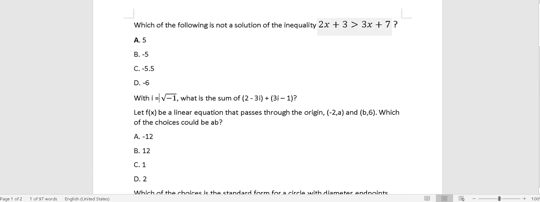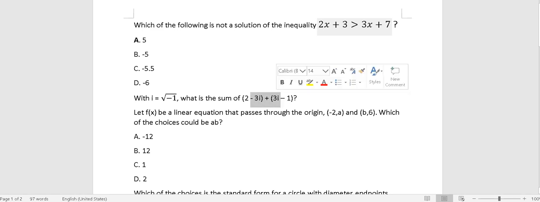With i equals the square root of -1, what is the sum of 2 - 3i plus 3i - 1? And now you may be tempted to reason that it's not logical. You can't take the square root of a negative number, but no, i is imaginary. So it basically doesn't exist, but we consider it a mathematical concept. These are called complex numbers, but you treat them like real numbers.